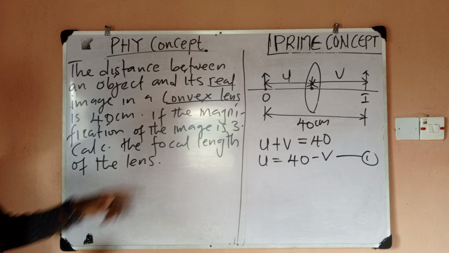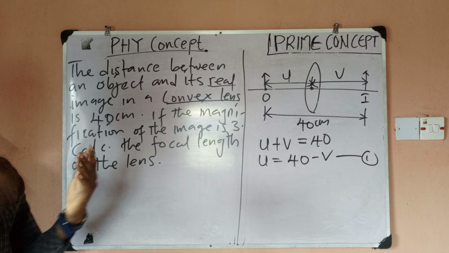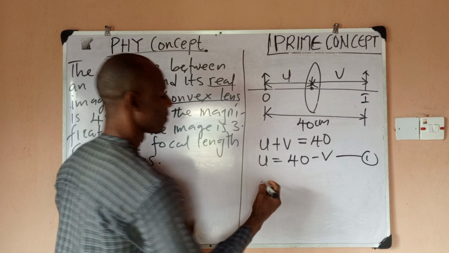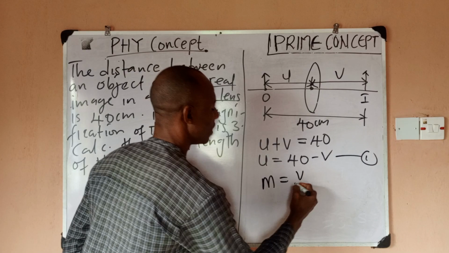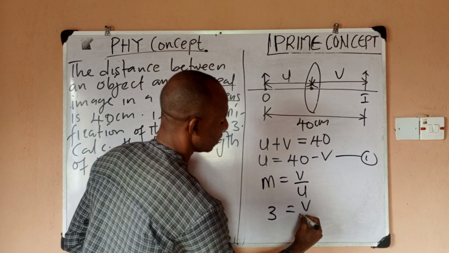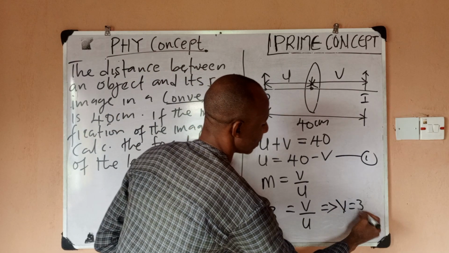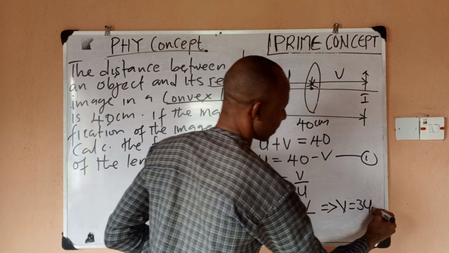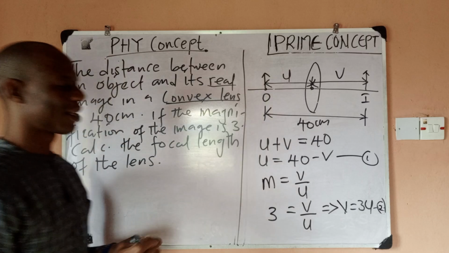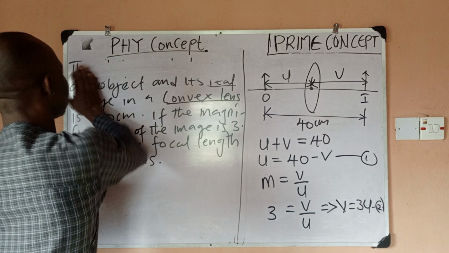Let's check the question again. And they said if the magnification of the image is 3, that is to say the image is 3 times the object. So we can go that way, or we can simply say M, which is V by U, is 3. So I can replace M with 3. I'll have V by U, which would imply that my V is going to be 3U. So I can call this my second equation. I can call that equation 2. So you can see, right? Now, let me rub this side for the sake of space.